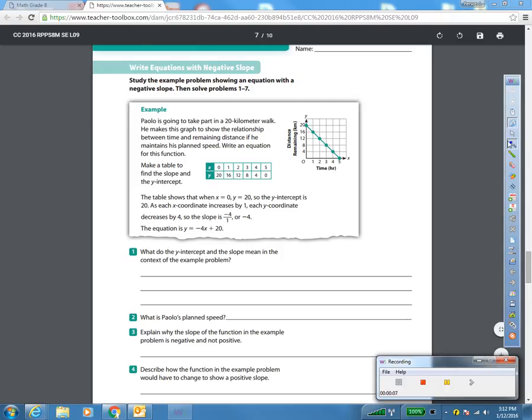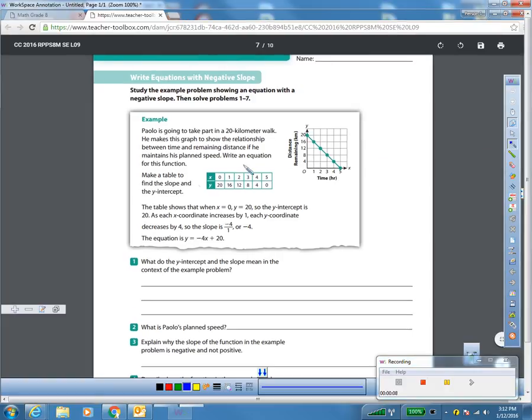So we're going to start today by reading the example with Paolo. He's going to take part in a 20 kilometer walk. He makes this graph to show the relationship between the time and the remaining distance if he maintains his planned speed. So you have your equation here, you have your graph, and you have your table.